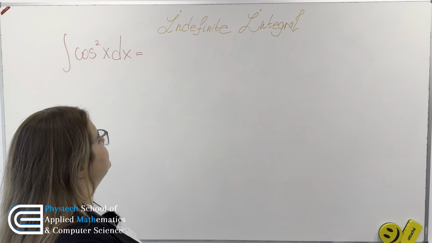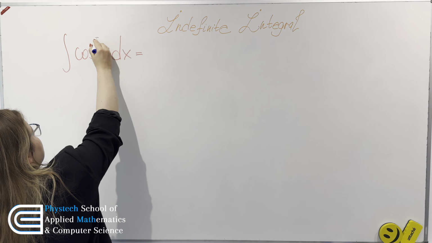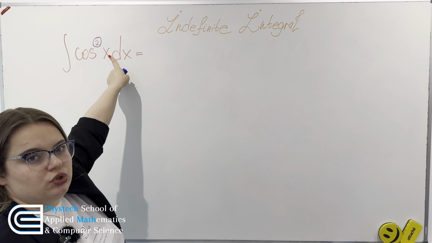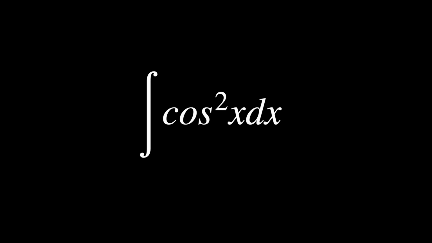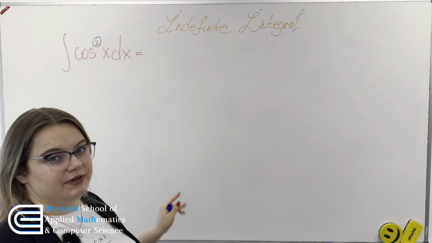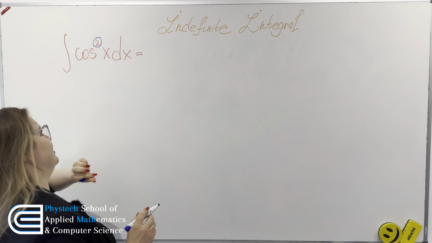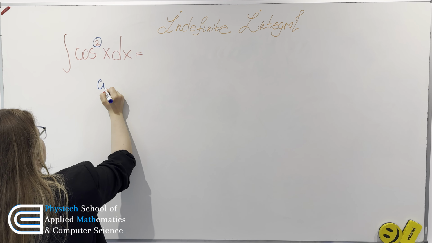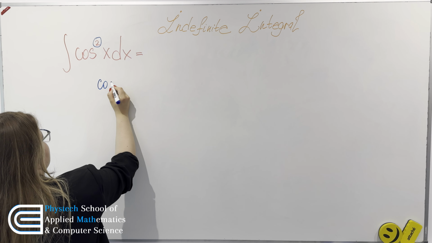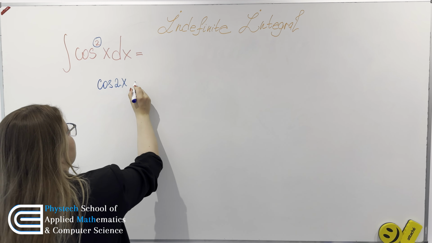Hi, today we are going to solve an integral where cosine has power of 2. So what we need to do in this case? We don't like it, actually. So we need to write a formula for cosine of 2x.